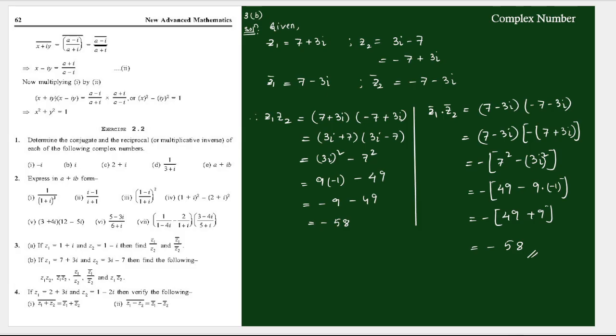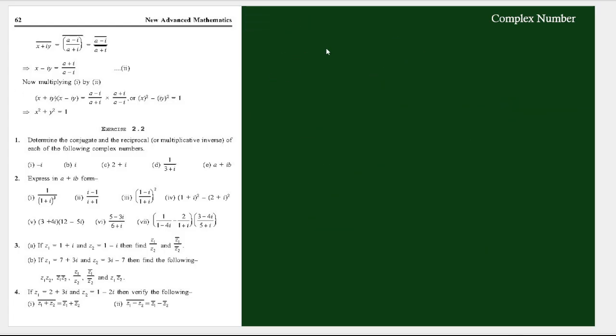Let's move to the next page. So z1 by z2. z1 by z2 will be how much? z1 is 7 plus 3i, and z2 is minus 3i.